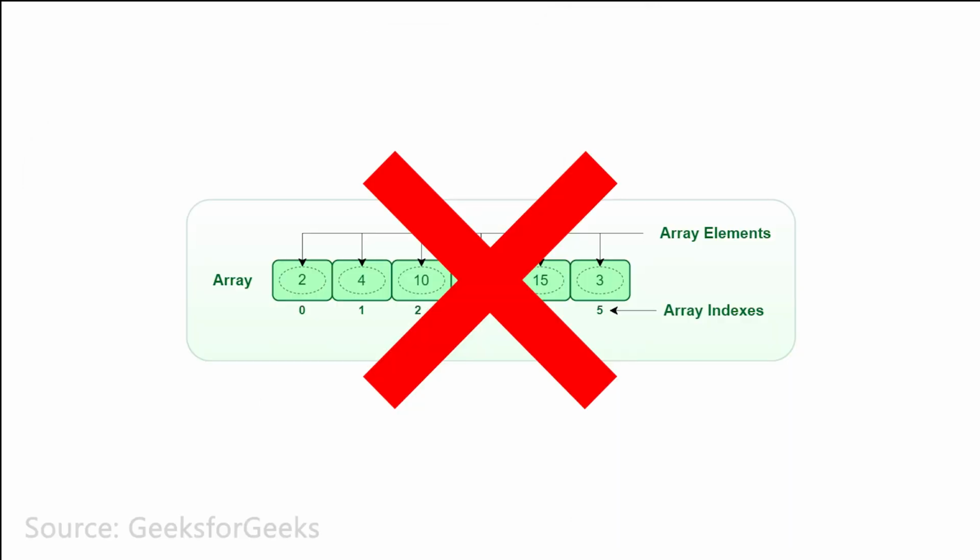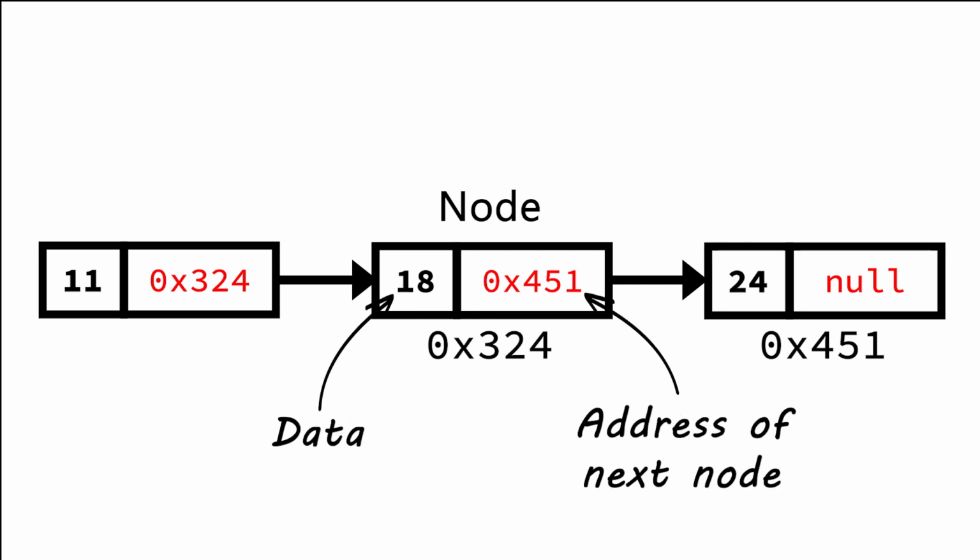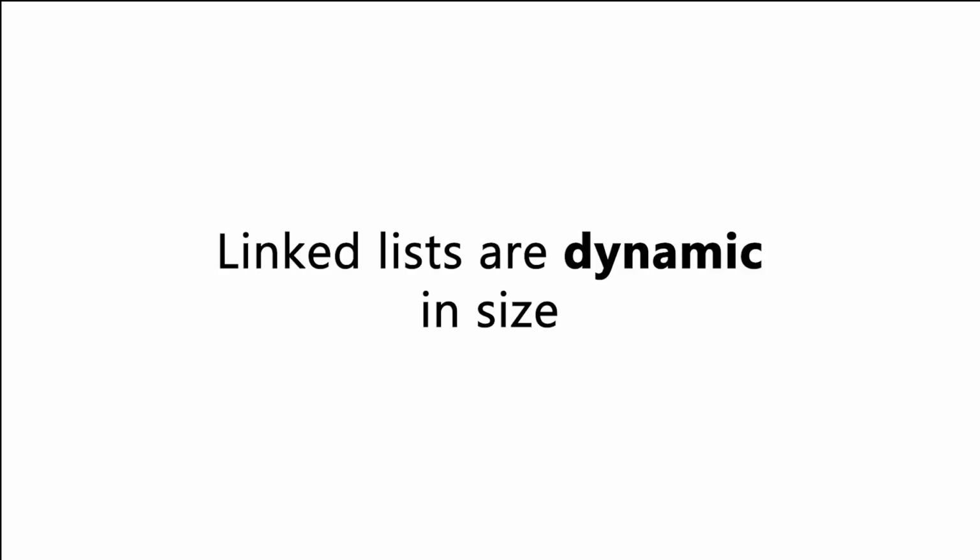This type of data structure is called a linked list, where elements are not necessarily stored next to each other in memory, but each element called a node contains both its data as well as the address of the next element in the list. While linked lists are dynamic in size, they also come with their own drawbacks.